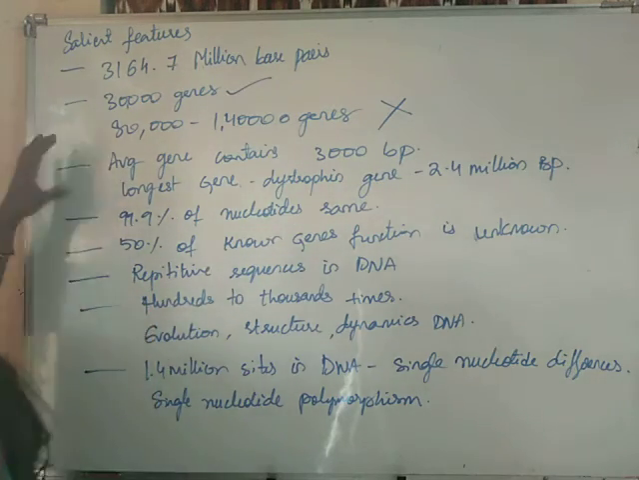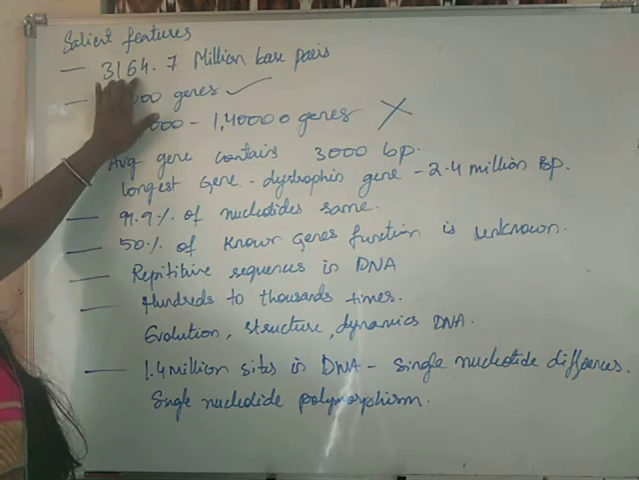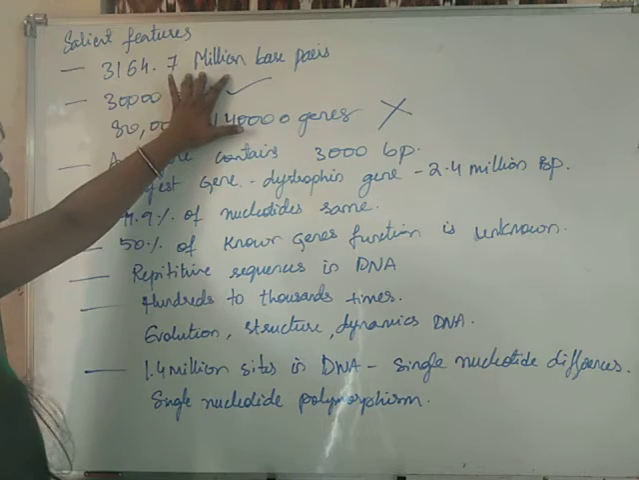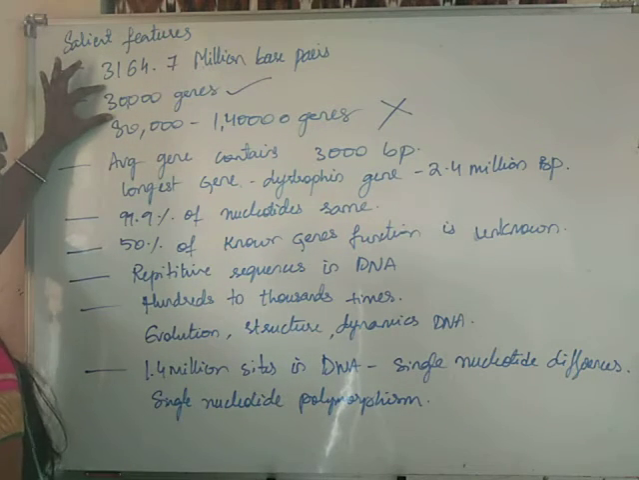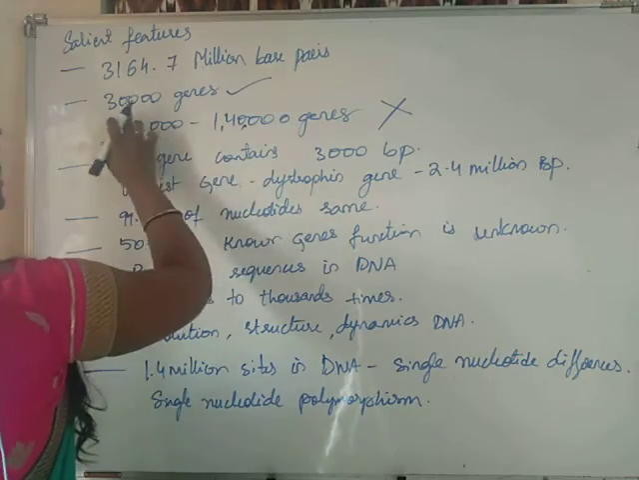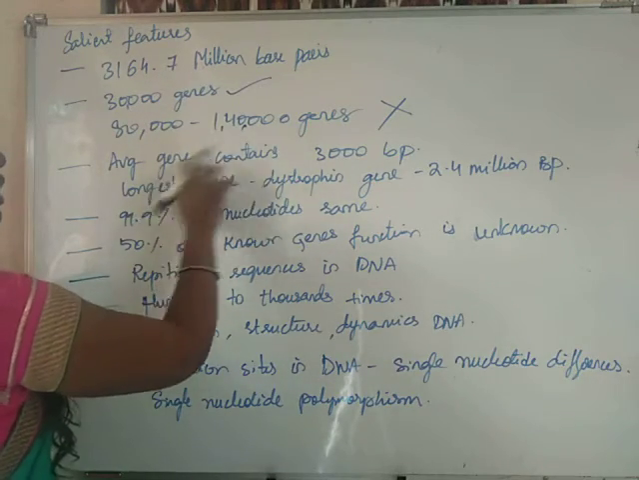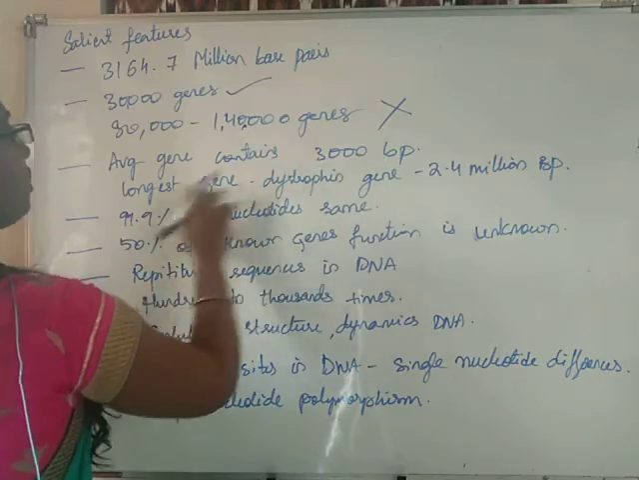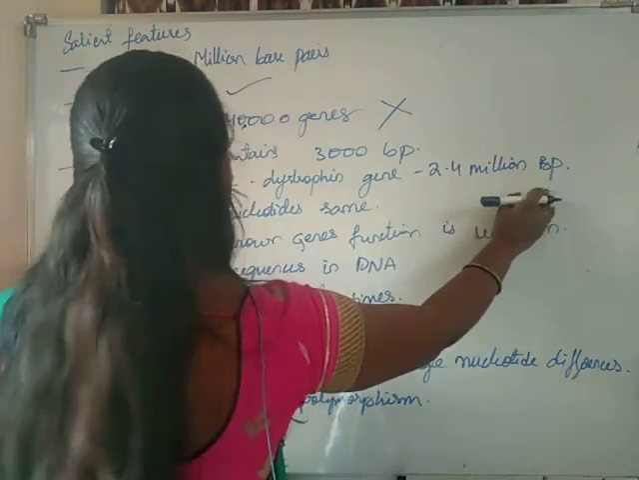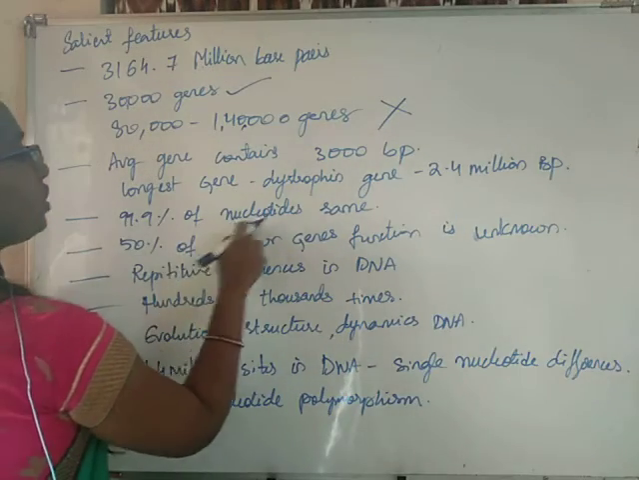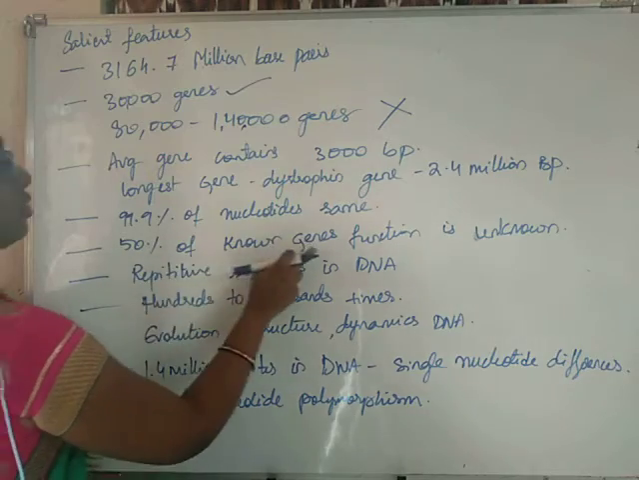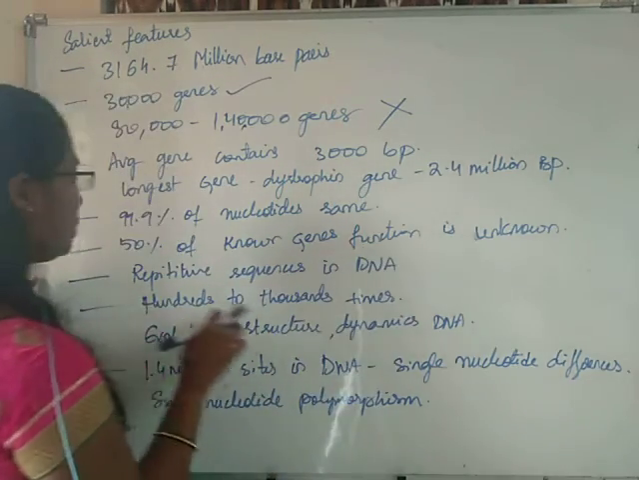So students, these are the salient features of human DNA. 3,164.7 million base pairs are present. 30,000 genes are present, not 80,000 to 1,40,000 as we thought earlier. An average gene contains 3,000 base pairs. The longest gene is the dystrophin gene with 2.4 million base pairs. 99% of the nucleotides are the same in all individuals. 50% of the known genes' function is not known to us.